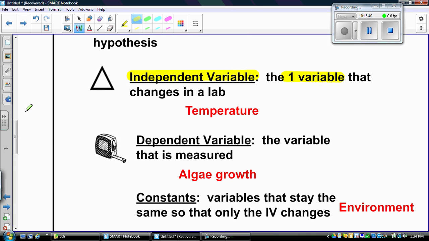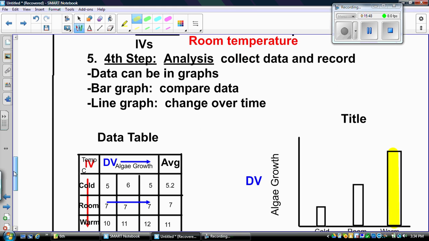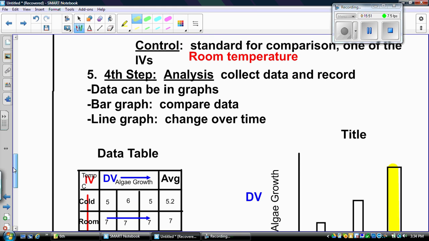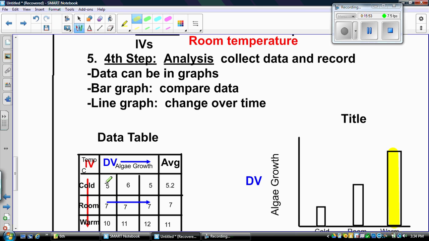Okay? It's valid if you have more than one trial for your dependent variable, okay, because you have to get accurate data, so then you take an average. So those are the 2 things you want to look at when you're looking at an experiment. Does it only change one independent variable? One variable changes? And did the data have more than one trial? So that we can make sure that we reduce errors, and because you will have some errors.